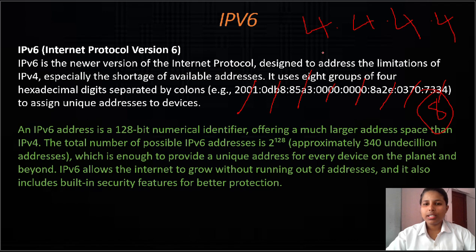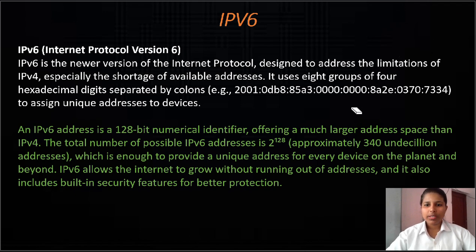But here, let me erase this. In this we can see it is separated by colons. So it is 8 groups, separated by colons. So this is the main difference between IPv4 and IPv6 in the representation. It is separated by colons like this as a unique address.